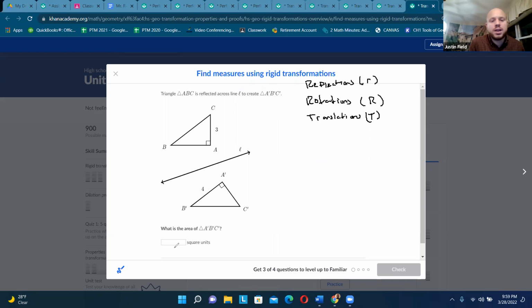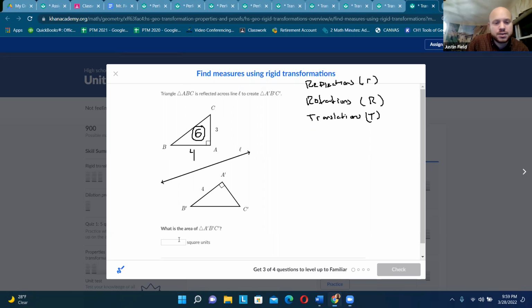So when we have rigid transformations, lots of things are preserved. The areas are the same, the perimeters are the same, the sides are the same, the angles are the same. So if we know the area of ABC, we know the area of A prime, B prime, C prime. We're like archaeologists here. That's a 4, so this must be a 4. Because A prime, B prime, that's AB. So 4 times 3 is 12. Don't forget to divide by 2, because it's a triangle, the area is 6.